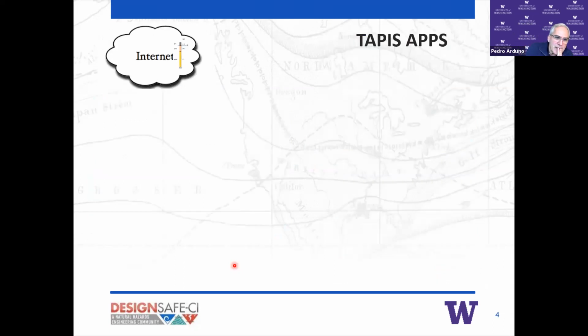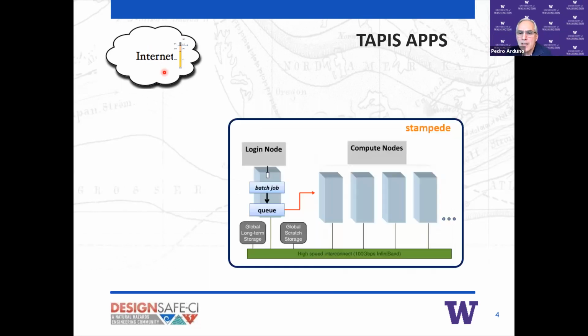Before going there, let me give my explanation of a TAPIS app that fits exactly what Julia said before. Imagine that I want to run this analysis on the internet. That's where I live. This is my computer right now that is connected to the internet. And suddenly I have access to this incredible infrastructure. This incredible infrastructure is TACC. And inside TACC, I have access to one of the machines, for example, Stampede. There is another one called Frontera. There is another one called Longhorn. So this is the machine.